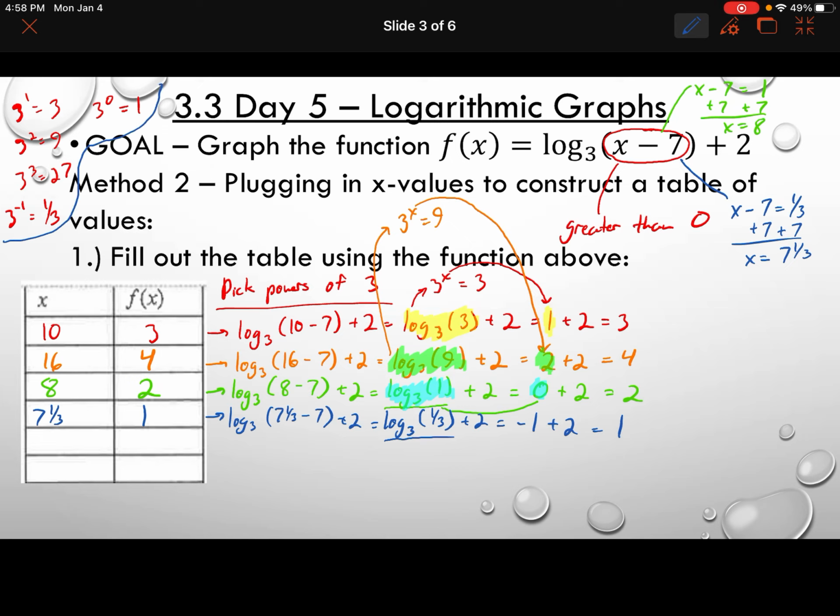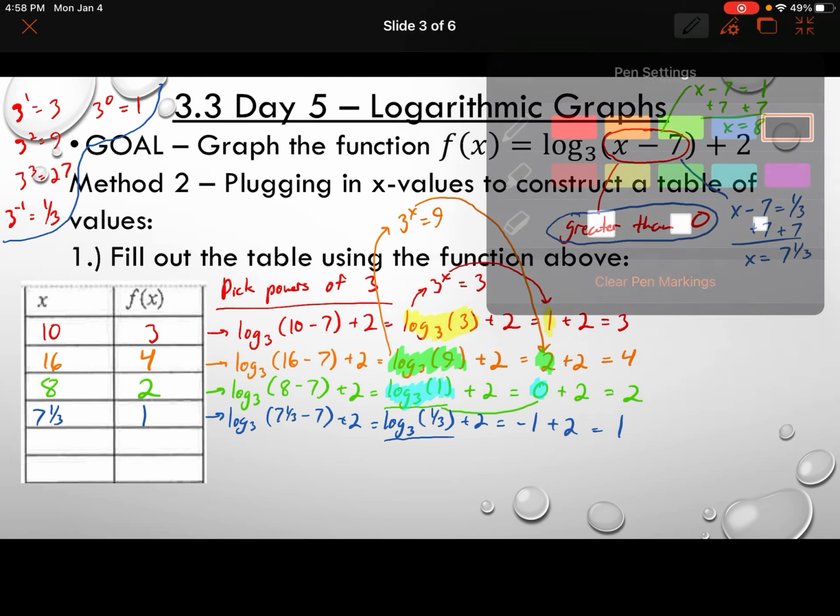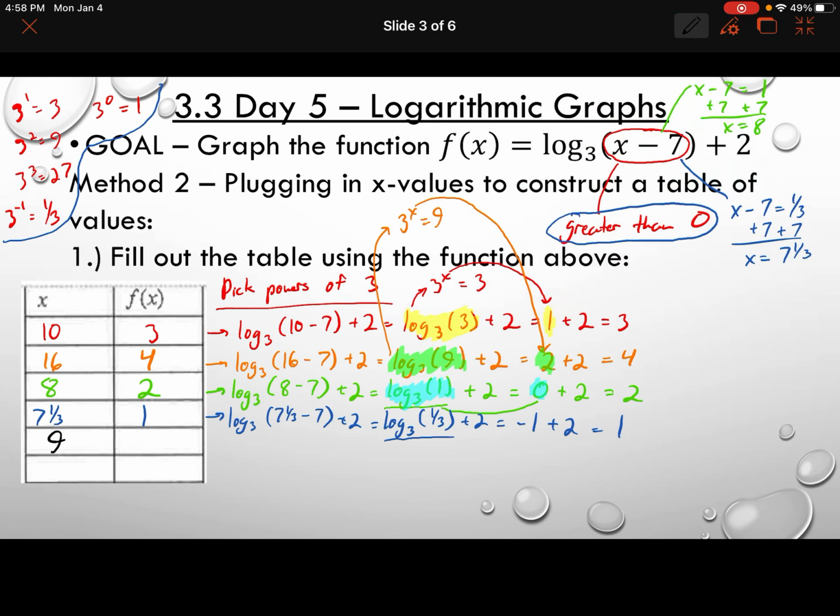Now, for some of you thinking of it in terms of these powers of 3 might be a little bit confusing, which is perfectly fine. If we go back to that requirement that I spoke of, as long as you're making sure that whatever you plug in ensures that you're taking log of something greater than 0, then you're fine, right? So let's say, for example, I think we didn't try 9, so let's do one more here. Let's try 9. 9 minus 7 gives you 2, so it's greater than 0. That's good.